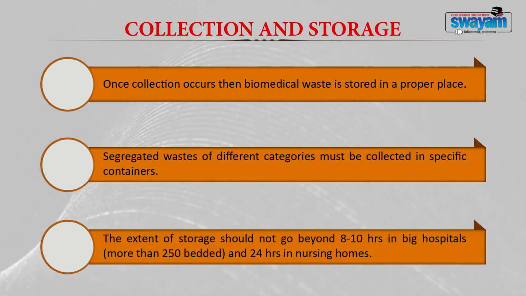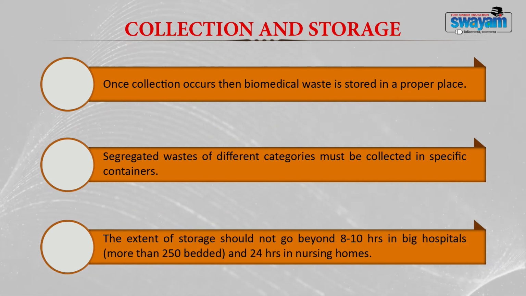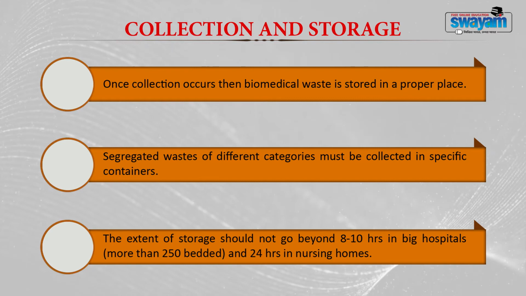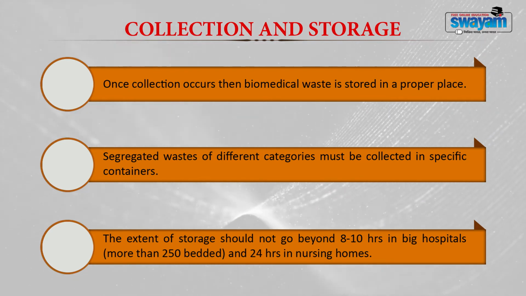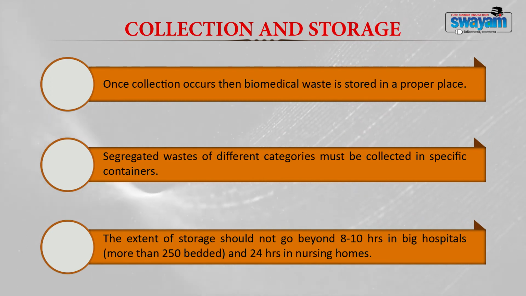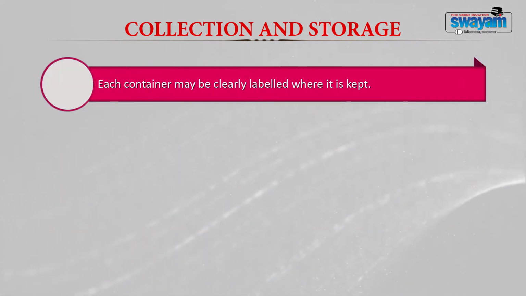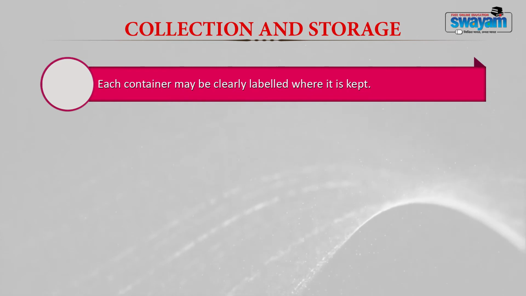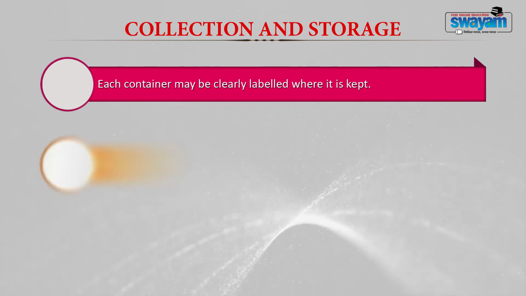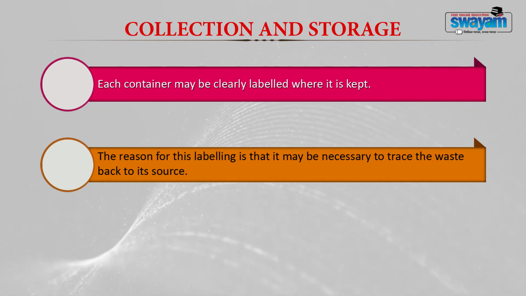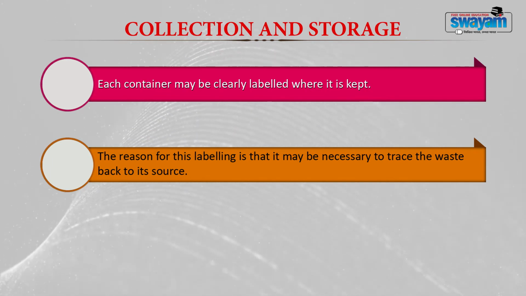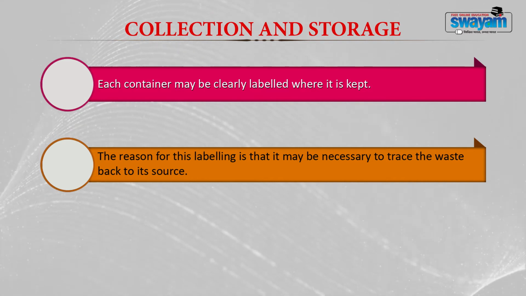The extent of storage should not go beyond 8 to 10 hours in a big hospital, and big hospital is categorized as one having 250 beds, and for not more than 24 hours in nursing homes or small clinics. Now, these containers should be clearly labeled in the place where they are kept. The reason for labeling is that it would avoid unnecessary chaos, and you can also trace the waste to the source properly.